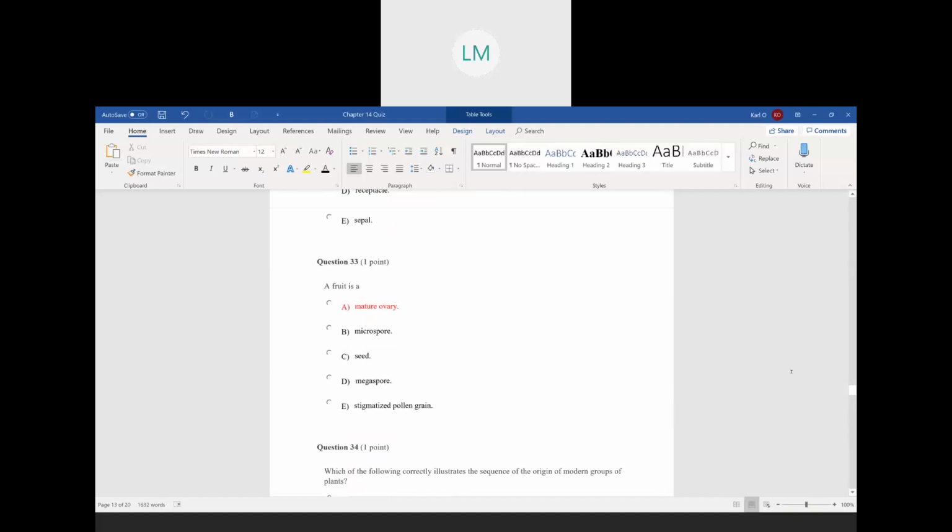Question 33, we're just asking the definition of a fruit here. That is a mature ovary. It develops to protect that seed.